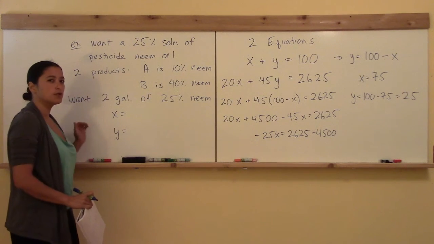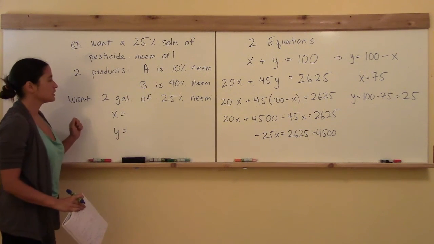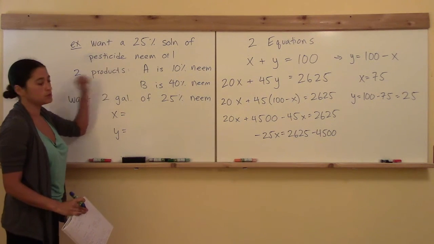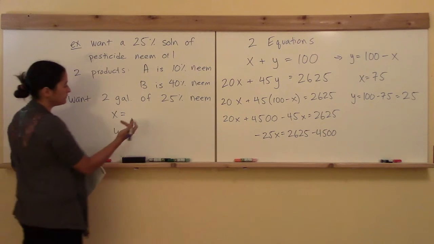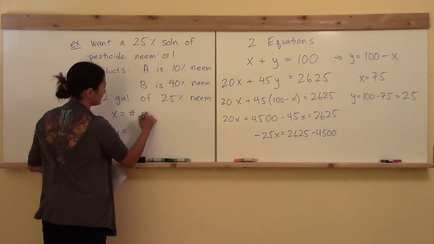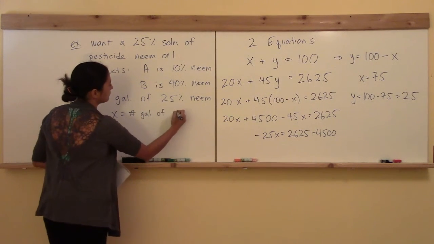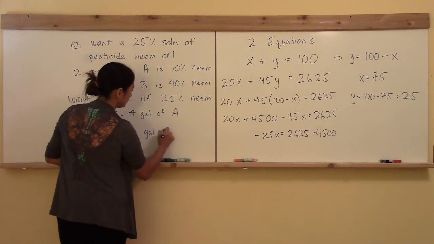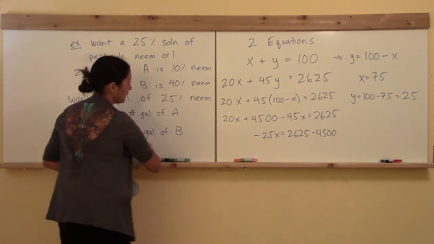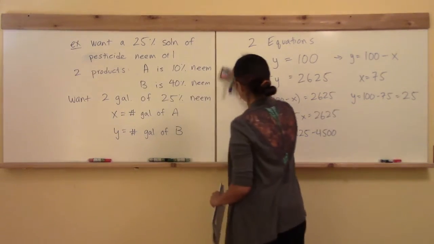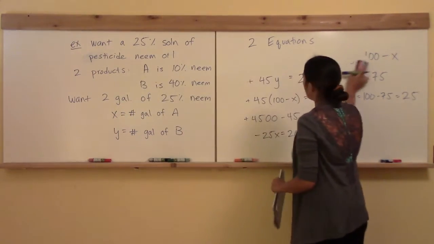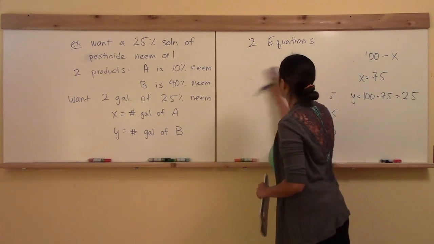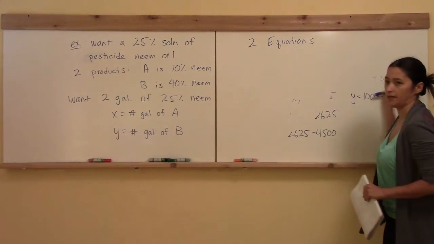That's right. Each one of these variables here is going to represent a number of gallons of the different products A and B that I'm using in order to reach my goal. So let's say X is the number of gallons of product A, and then Y is going to be the number of gallons of product B. And when I mix it all together, I want to have 2 gallons total. And with all the concentrations in place, I'd like the overall concentration to be 25%.